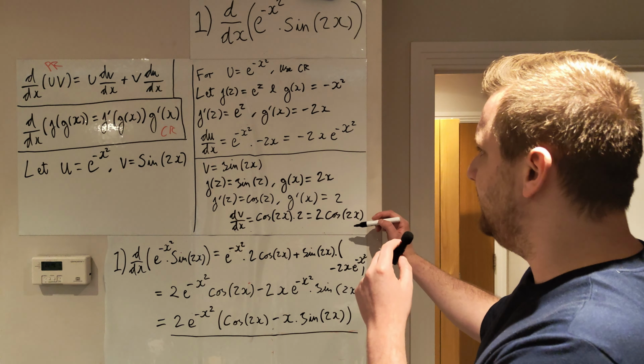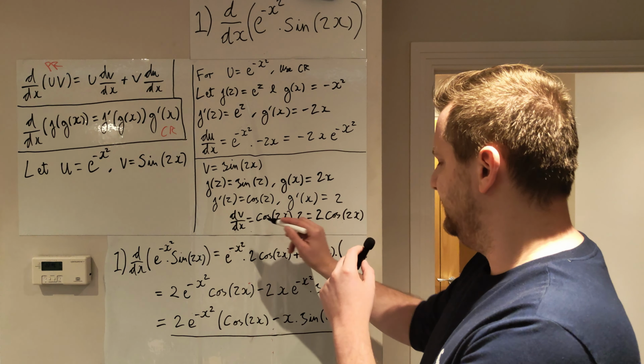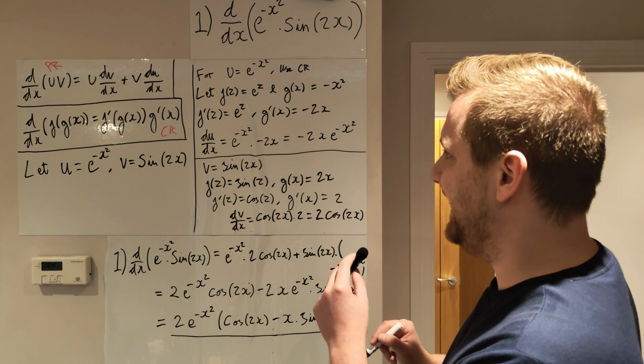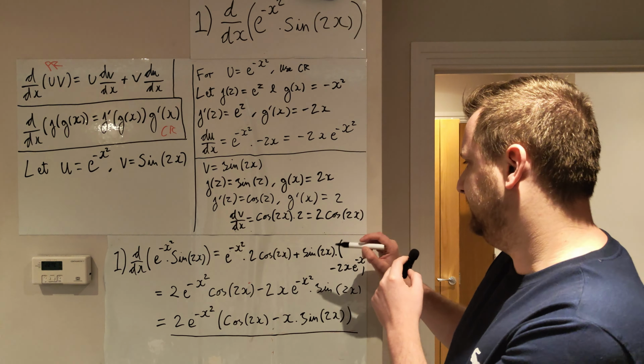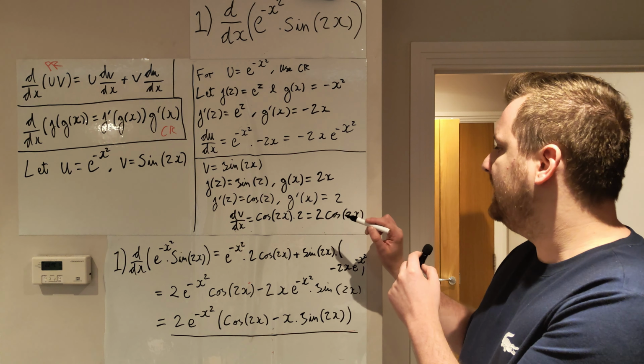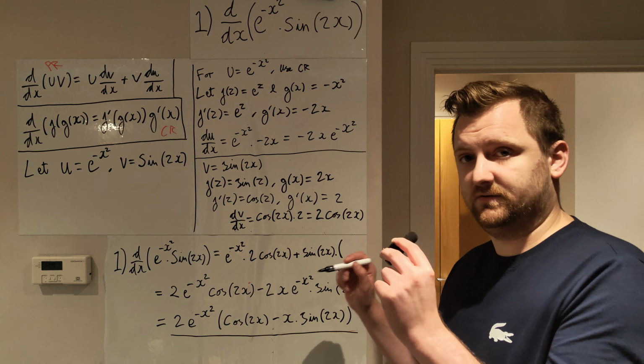Now from here, we will use the chain rule for dv over dx. So it's going to be equal to f dash of z, so cos of z, but we need to put g of x into the function, so we've got 2x in the function, times by g dash of x, which is 2. So that's going to be equal to 2 cos of 2x.